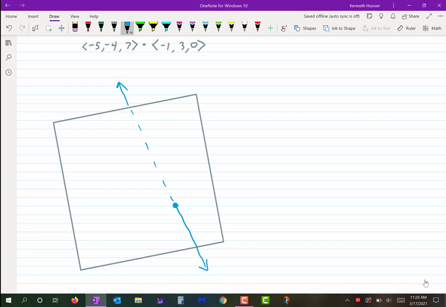Let me just redraw that line at more of an angle so that it looks for you guys more like it's intersecting. Okay, so I'm going to draw it like this.